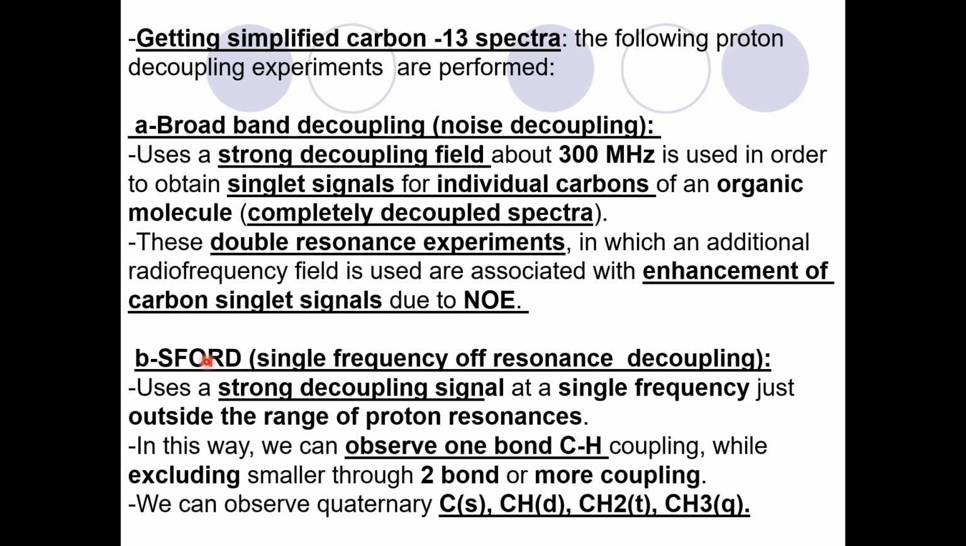The second experiment is called SFORD, or single frequency off-resonance decoupling. This experiment is used to determine the carbon multiplicity, or the type of carbon, whether it's methyl, methylene, methine carbon, or quaternary carbon. It also uses a strong decoupling field, but it allows one-bond coupling, so that the methyl group will appear as a quartet, the methylene as a triplet, the methine as a doublet, and the quaternary as a singlet.